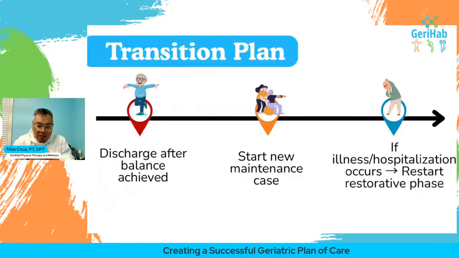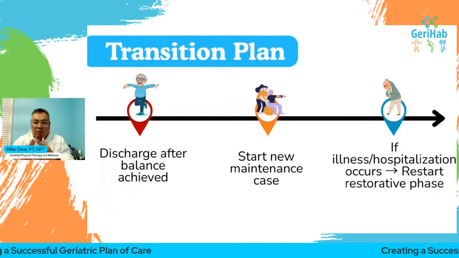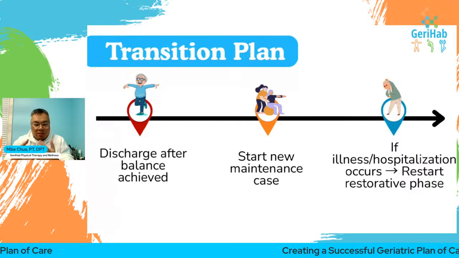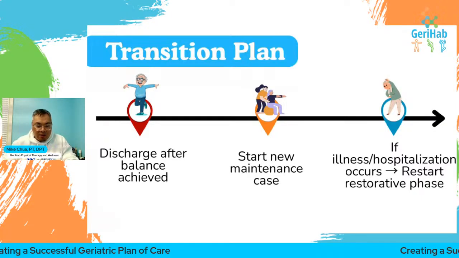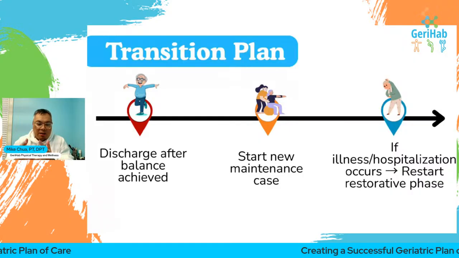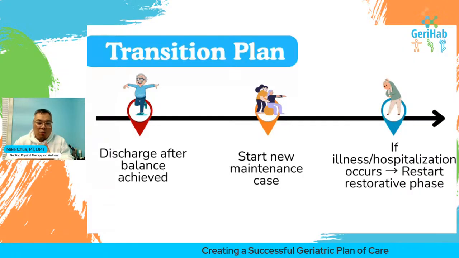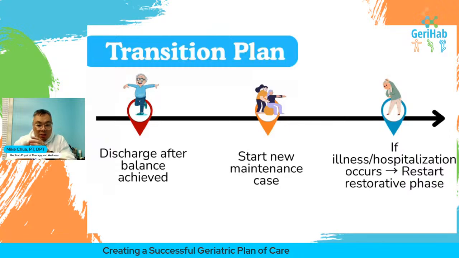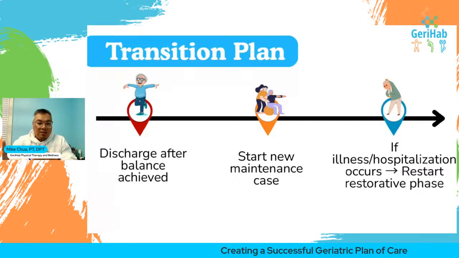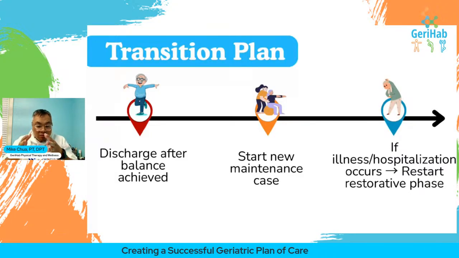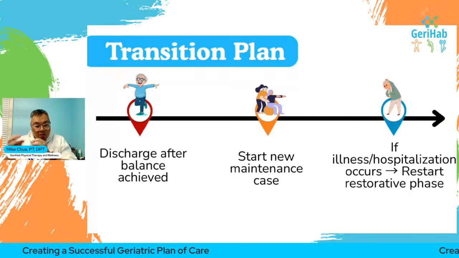Now, if they get sick, they get hospitalized, they fell, they got COVID, pneumonia, their dementia progresses, their Parkinson's progresses, their MS progresses, would you keep them under the maintenance program? No. You restart a restorative phase, because they're in bed for how many days at the hospital? 3, 4 days, 1 week. They went to the nursing home. You need to restart a restorative phase again and do a new reevaluation, showing that, hey, the patient has declined. We need to restore her function and then bring her back to that maintenance program again.